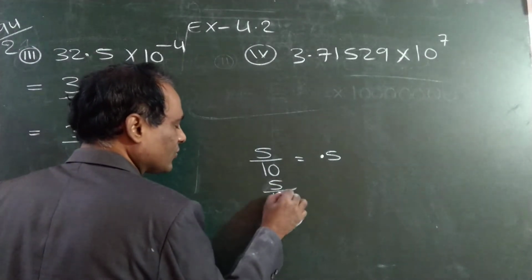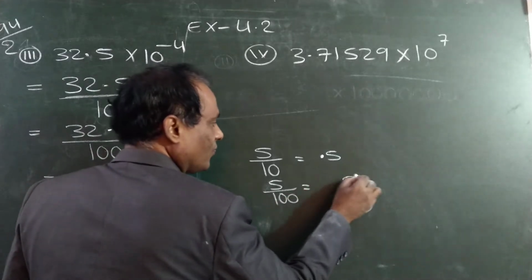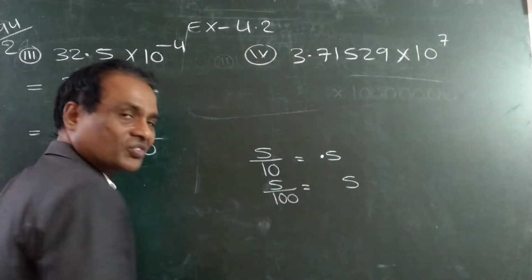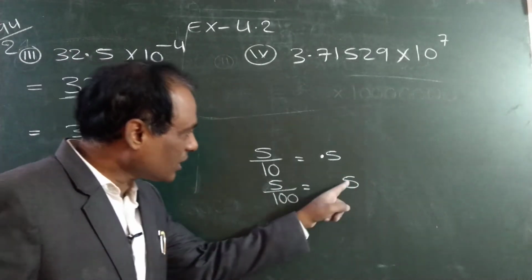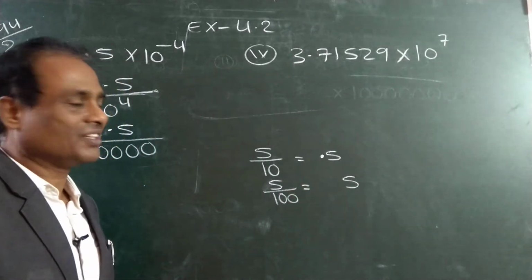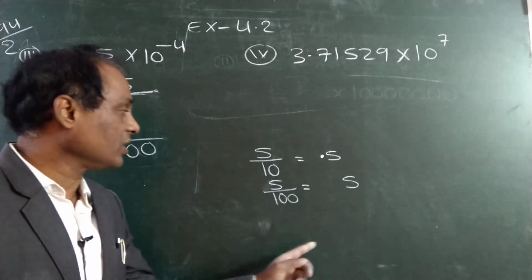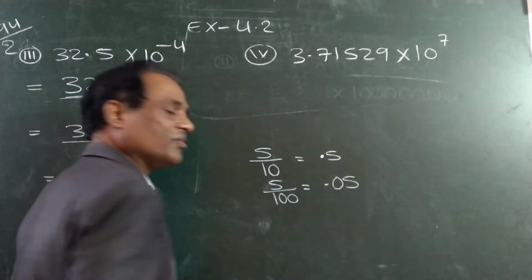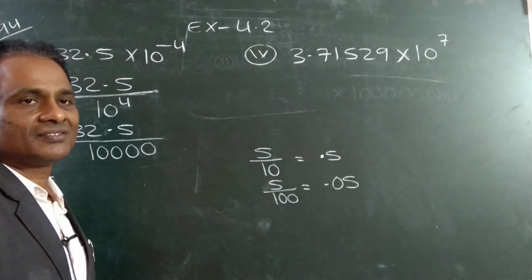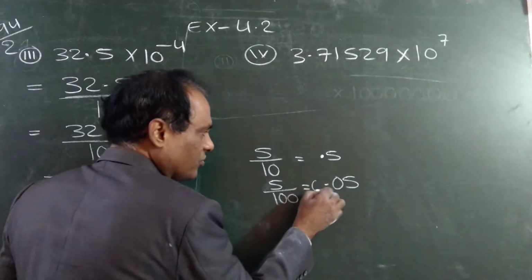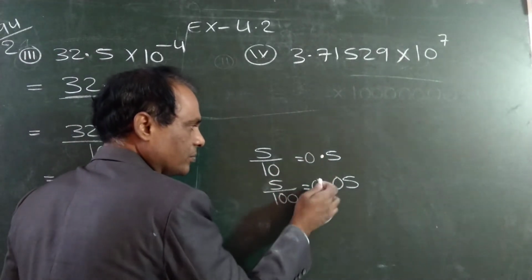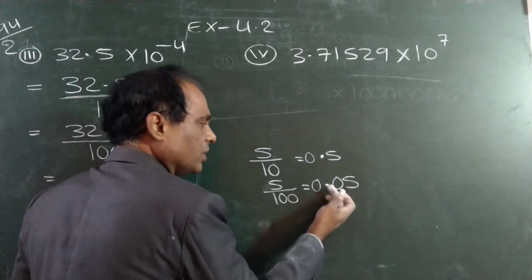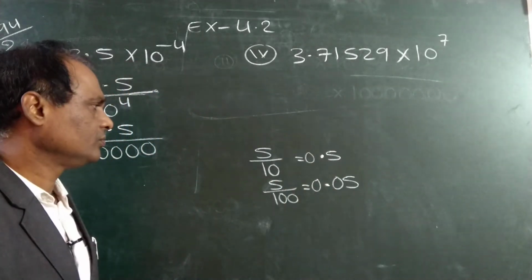5 by 100 also in decimal. 5, 2 zeros. To remove the 2 zeros, the decimal should be before 2 digits. So only one digit is there. So write 0 and put a decimal. On this side, if there is nothing, we keep 0. Don't get confused with that, because we don't directly write the decimal. Something we write here, that is 0.